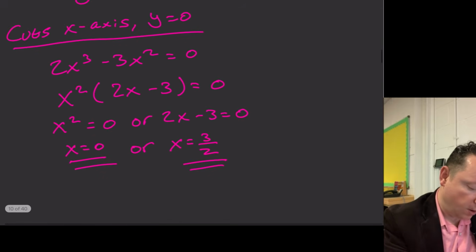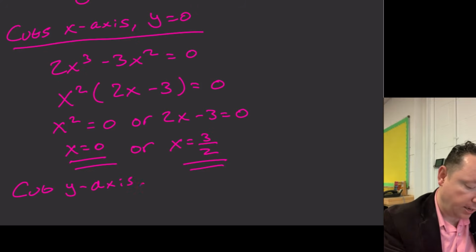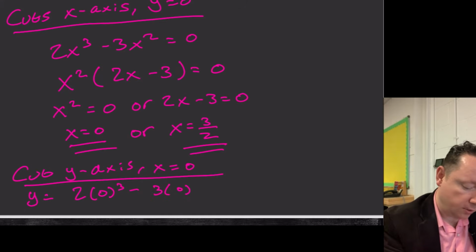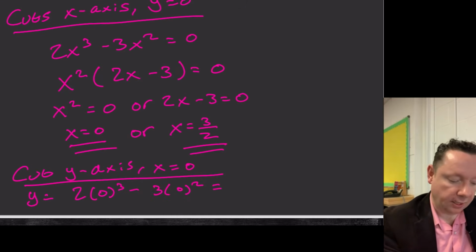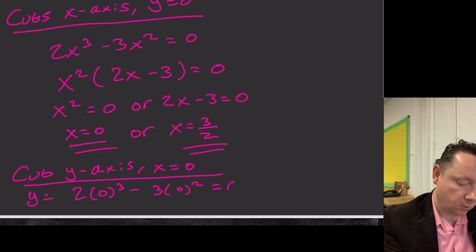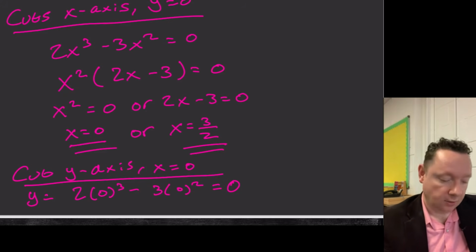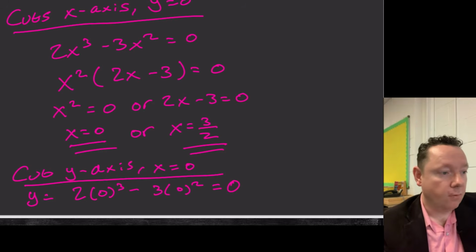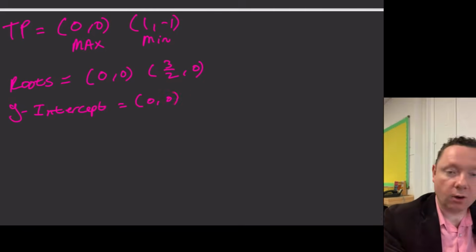And then what about cutting the y-axis? Well, that's even easier. That's when x equals 0. So y equals 2 times 0 cubed minus 3 times 0 squared. Well, 2 nothings is nothing, 3 nothings is nothing. So that's 0. It cuts the y-axis at 0, 0, which we already know from the turning point anyway, but that was just a quick check. We've done our roots, our turning points, and our y-intercept, so we've now got enough to draw the graph.